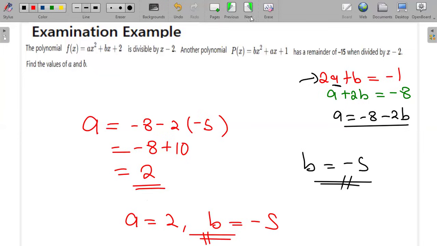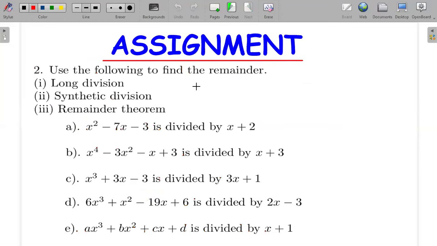Okay, so I've put an assignment for you guys here. You can screenshot and you can try out these questions here. So it's the same thing that we are doing. The question says use the following to find the remainder.